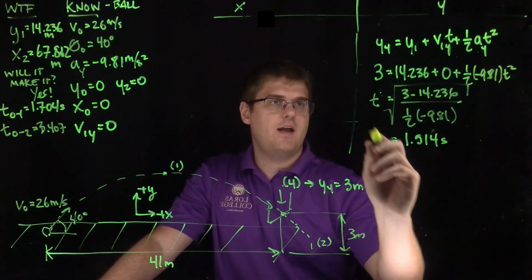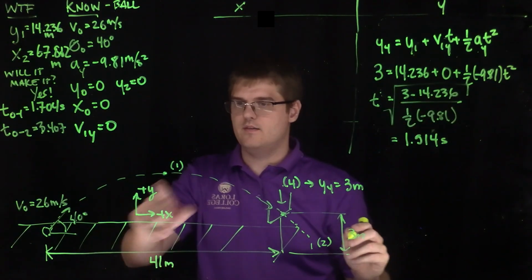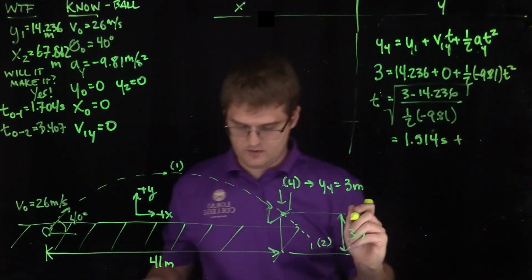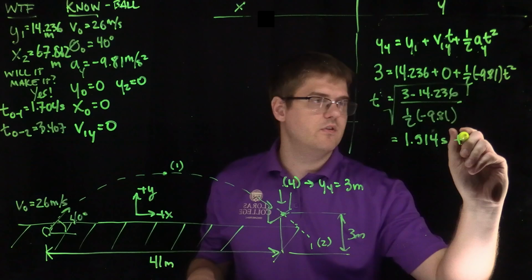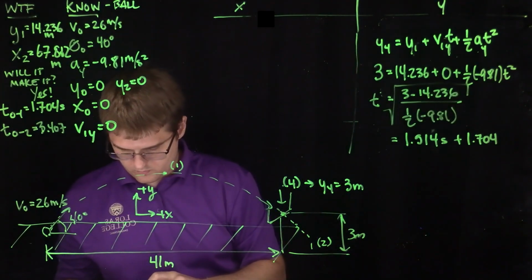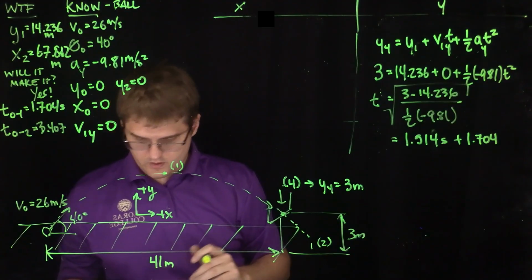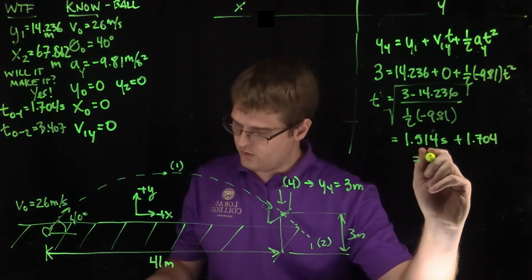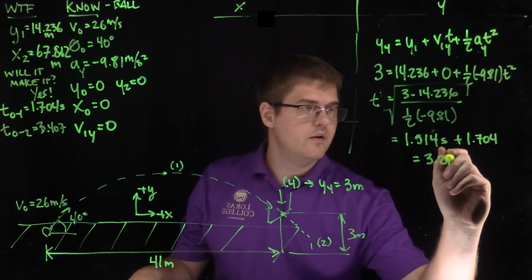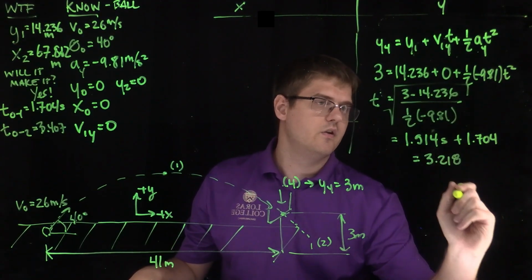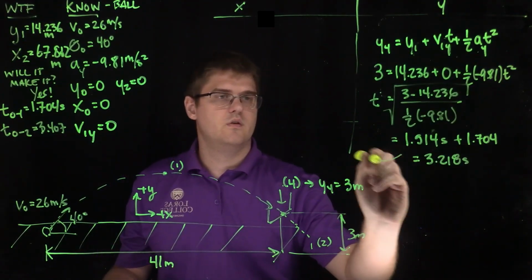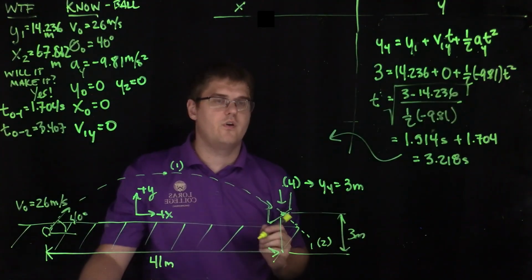1.514, that is not my total time. That is the time from here to here. So I'm going to have to add on my 1.704. And that is going to give me a total time of 3.218 seconds. That guy can move across the line.